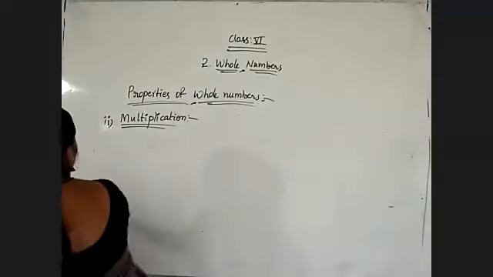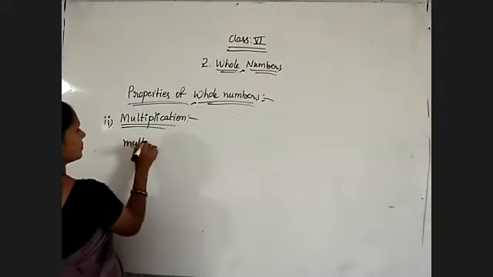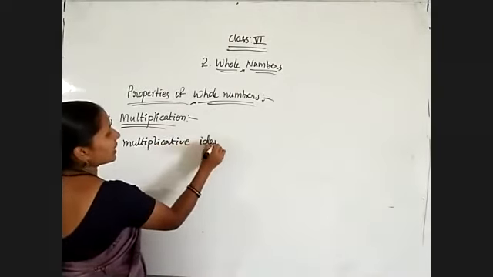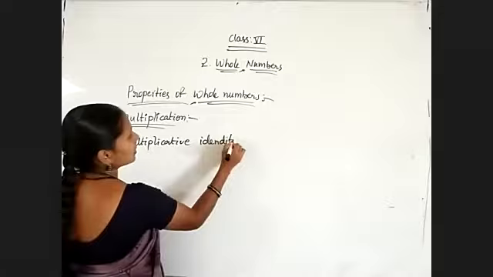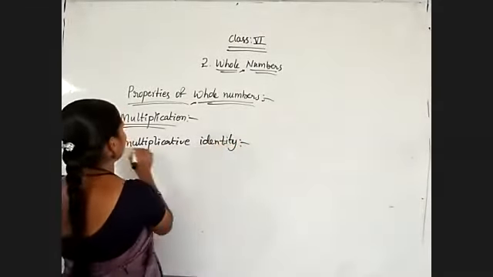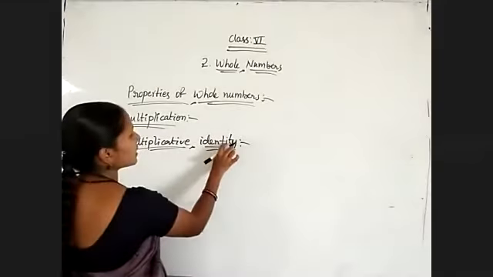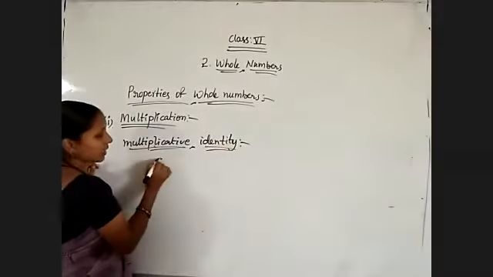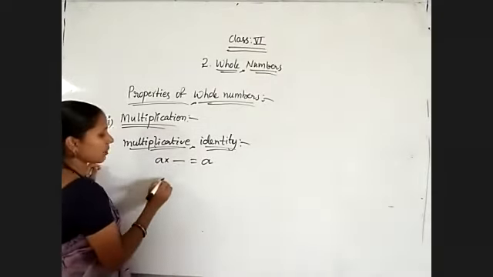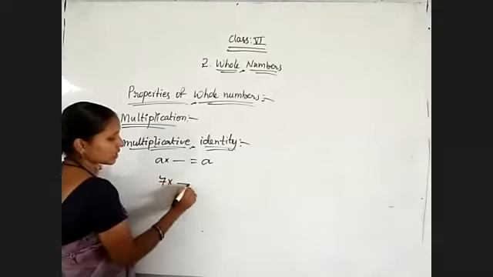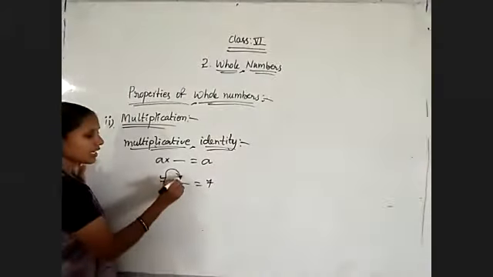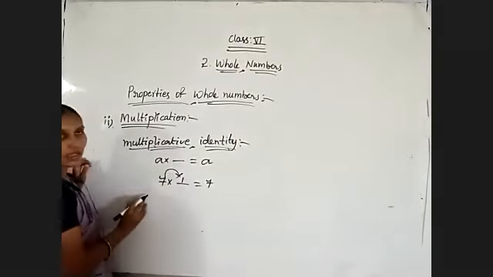Multiplicative identity. So multiplicative identity is nothing but by multiplying which number we will get the same number as the result. For example, 7 into dash is equal to 7 only I have to get. So which number do I need to multiply? 7 ones are 7. Yes.